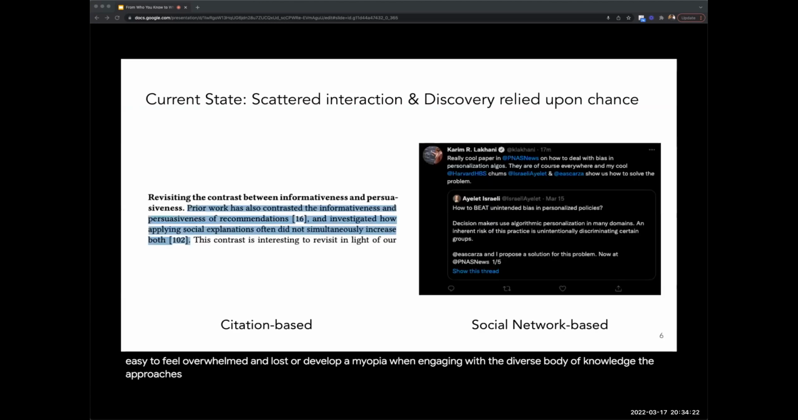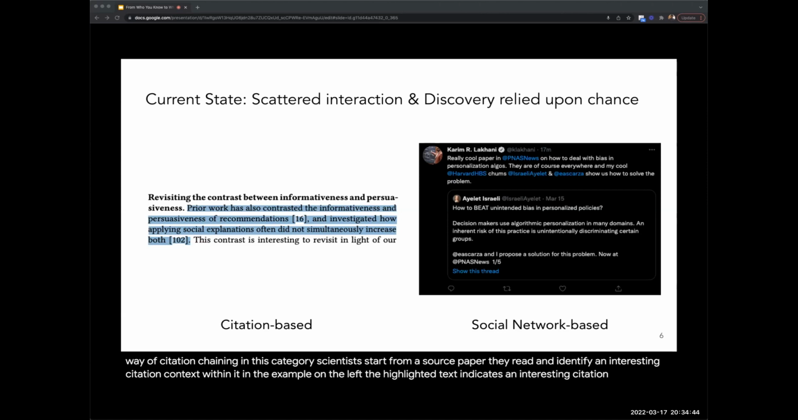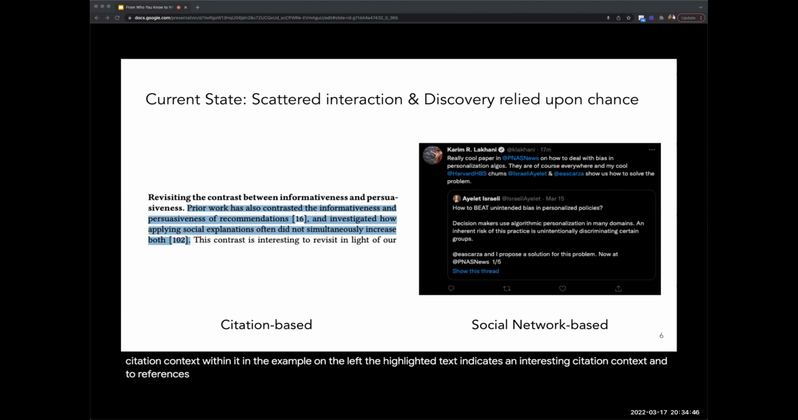The approaches scientists currently adopt to mitigate this problem can be put into two main categories. The first is by way of citation chaining. In this category, scientists start from a source paper they read and identify an interesting citation context within it. In the example on the left, the highlighted text indicates an interesting citation context and two references, 16 and 102, which are then used for subsequent exploration.